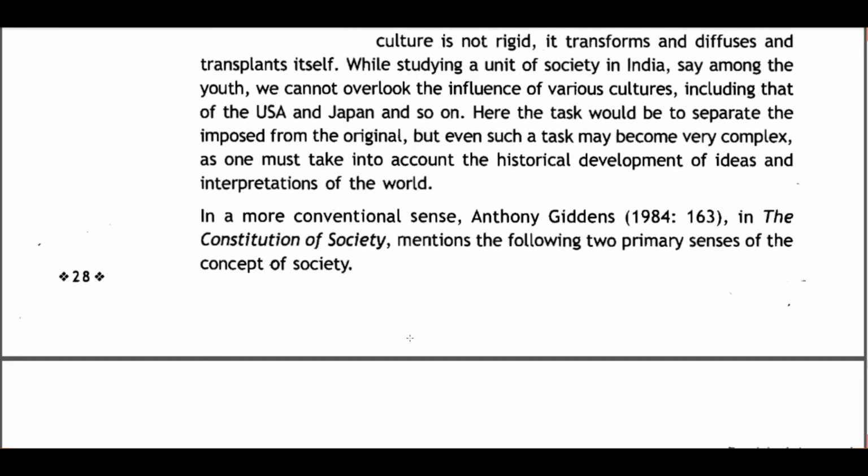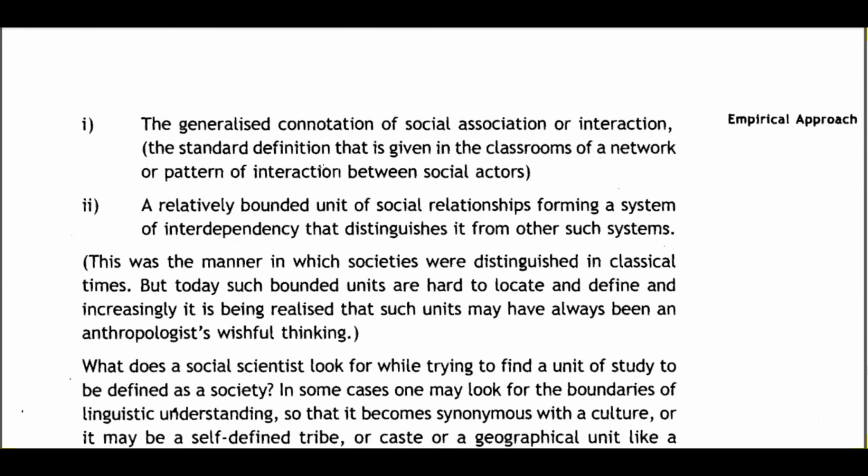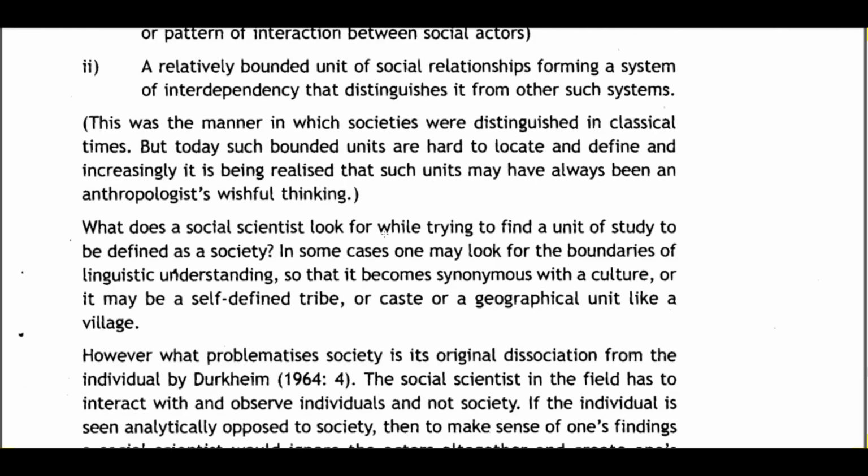In the more conventional sense, Giddens, in The Constitution of Society, mentions the following two primary senses of the concept of society. First, the generalized connotation of social association or interaction, the standard definition that is given in the classroom, of a network or pattern of interactions between social actors. Second, a relatively bounded unit of social relationship, forming a system of interdependency that distinguishes it from other such systems.